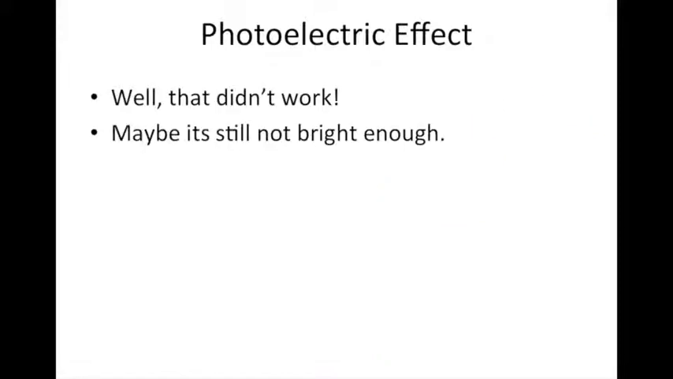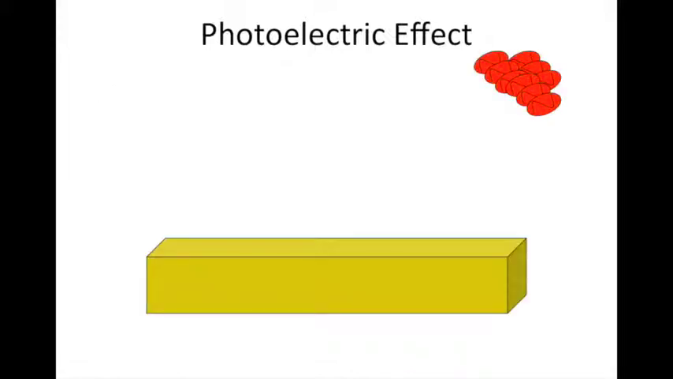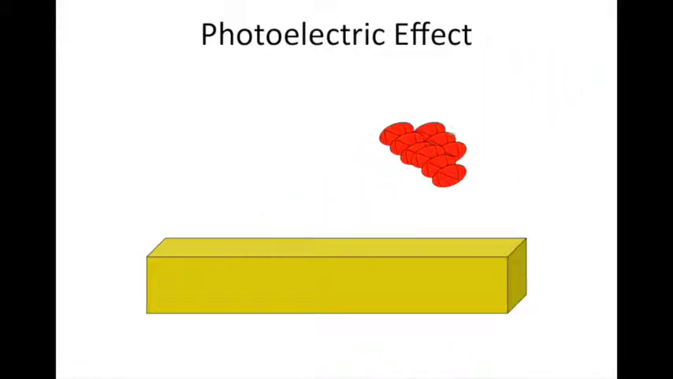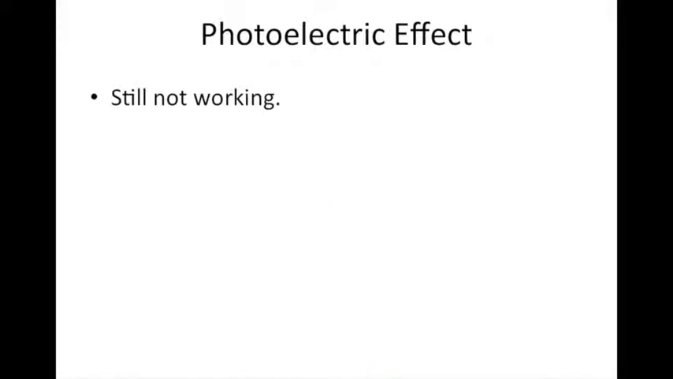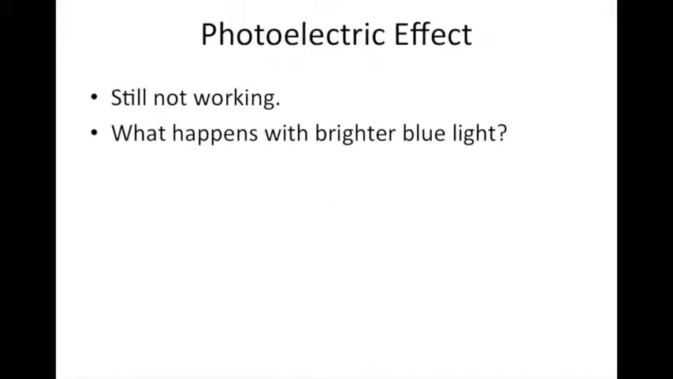Well, that didn't work. So maybe we still need to increase the amplitude even more. So we can continue to increase the amplitude of our red light as high as we'd like, but we never get any electrons ejected. Well, that's not what we'd expect, though. If light behaved as waves, we should be able to get some electrons ejected by increasing the amplitude.